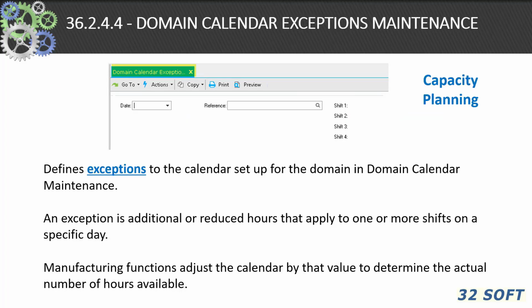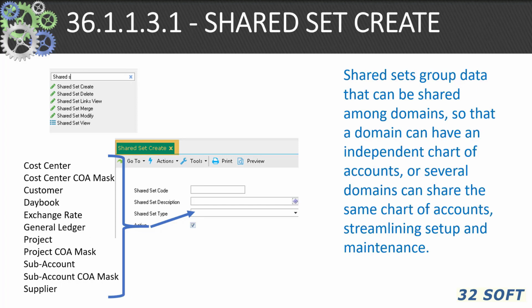The domain calendar exception, 36.2.4.4, allows you to set exceptions to the domain calendar. So if the shop is set down or you have changes in shifts, if you don't use any of the previously mentioned calendars, this calendar may require a lot of maintenance because those kinds of date changes and operational changes may be many at your organization.